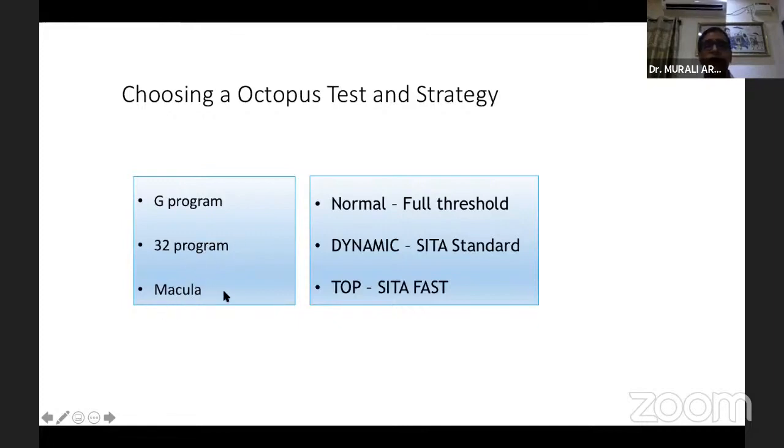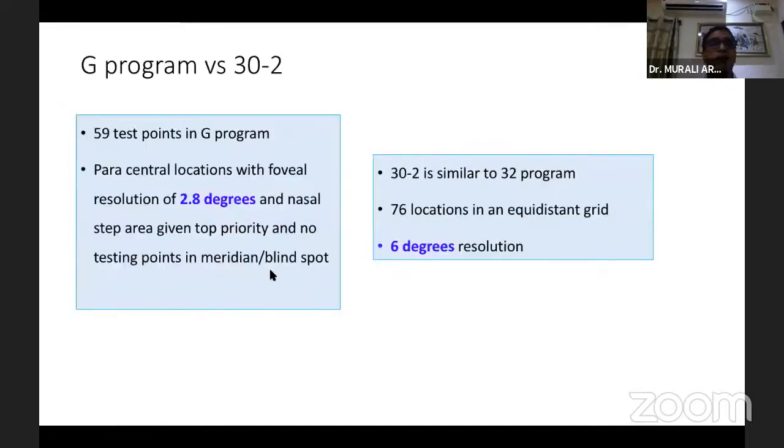You also have the macula and the 10-2 program. So full threshold is normal. The CETA standard equivalent is dynamic, and the CETA fast equivalent is tendency-oriented perimetry called TOP. Essentially, it's the same, but the G program is quite different. 59 test points in the G program, paracentral locations with foveal resolution of 2.8, and nasal step areas given priority. No testing points in the meridian or the blind spot.